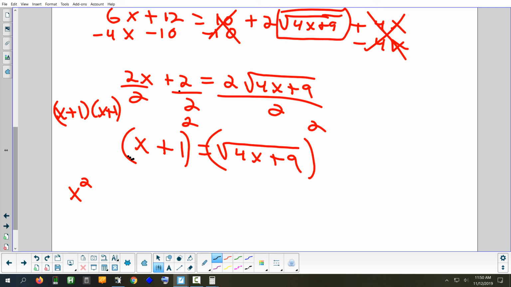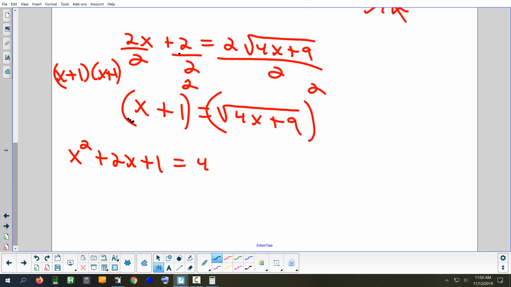X squared. And what else are we going to have there? A plus 1, and there's one more thing, because we have to FOIL it out. Yep, 2x. X squared plus 2x plus 1. And Eric, what's going to be on the right? 4x plus 9. Now we've got a pretty straightforward equation. No square roots in it. It's a quadratic. Let's get everything on one side and get it equal to 0. So we're going to have x squared. I'm going to minus 4x from each side. And I'm going to minus 9.